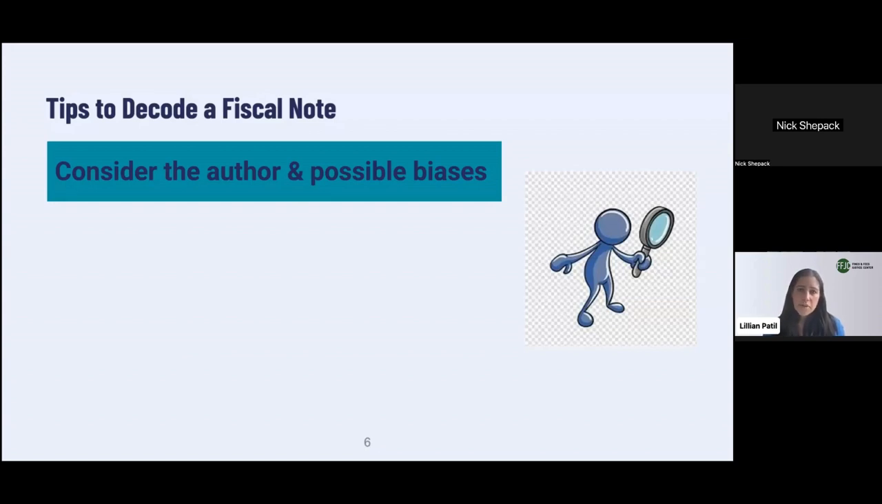The first suggestion I always have is, when you're looking at a fiscal note, consider the author and then consider the possible biases or incentives they may have in writing the fiscal note itself. Who writes the fiscal note can tell you a lot about the number that they came up with. If agencies are the primary ones writing the fiscal notes, they sometimes, not always, but sometimes, can have an ingrained incentive to be more conservative in their projections and their calculations.